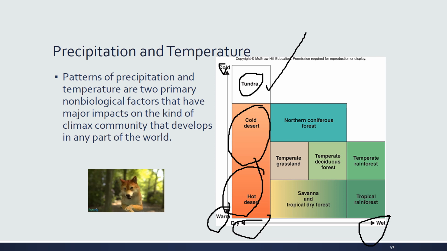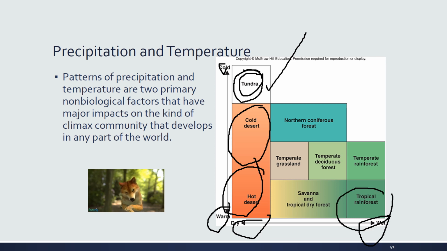Most people are not familiar with cold deserts, but the deserts in Arizona can get pretty cold, and in Mongolia we have very cold deserts that barely get above freezing. And then if you never get above freezing, you have what's called a tundra, or I should say you barely do, because some tundras can get pretty hot in northern Alaska.